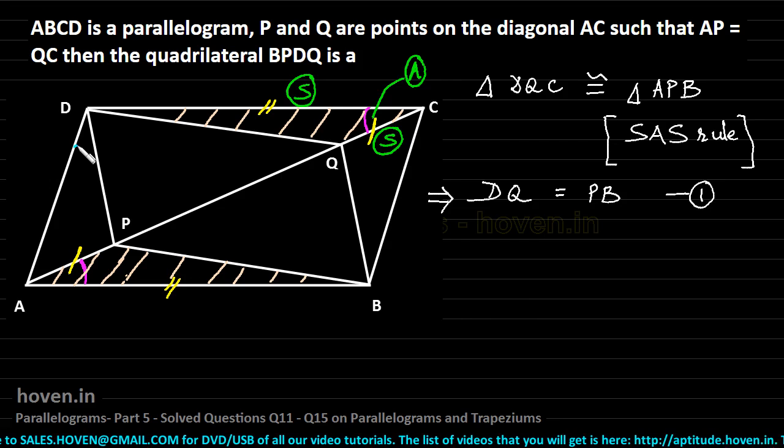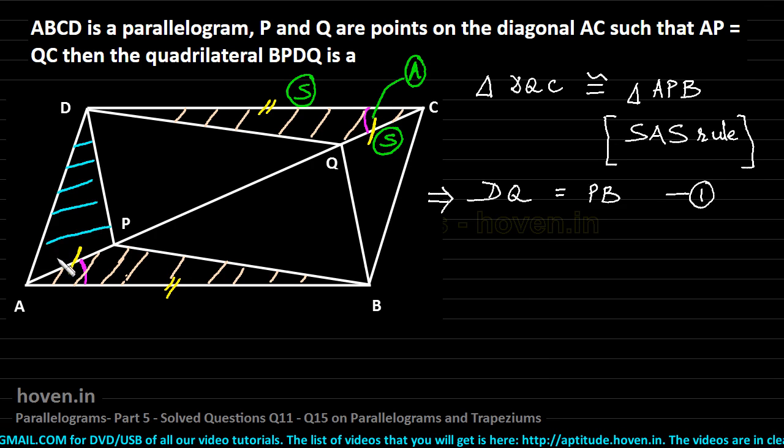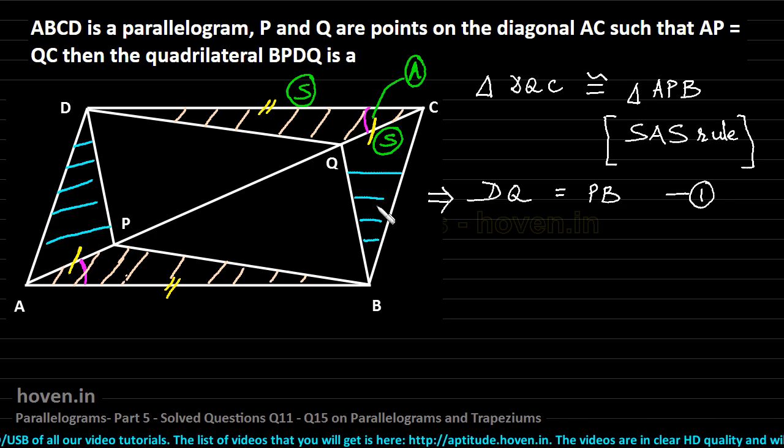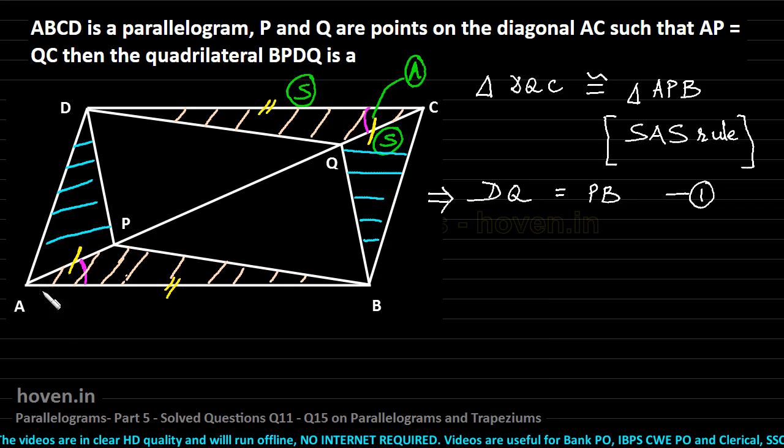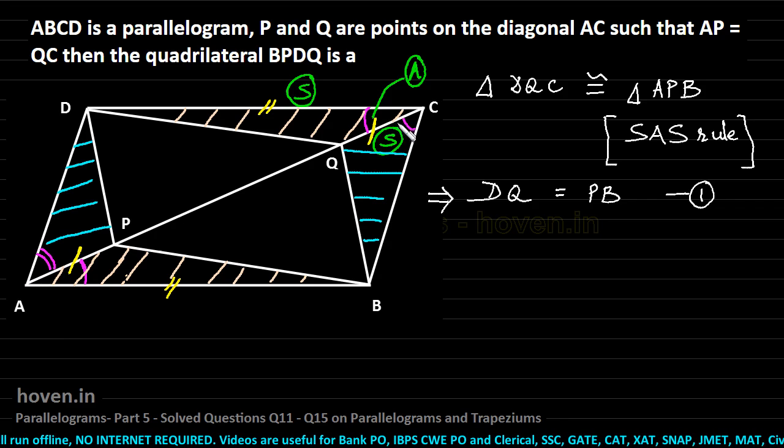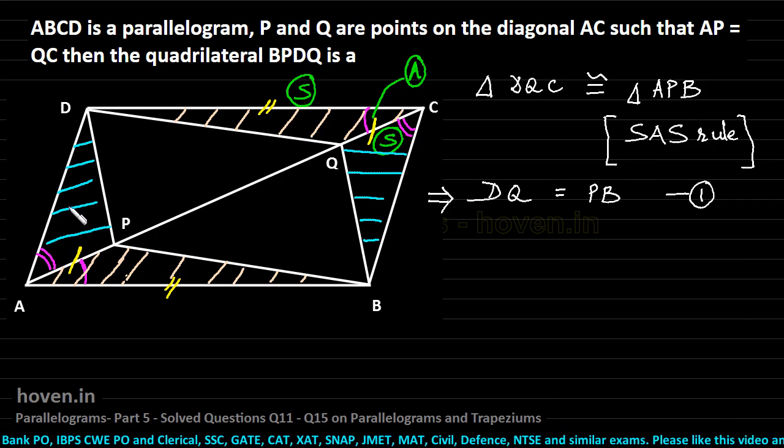We can similarly have a look at this triangle and this triangle. These two triangles are also congruent because AD is equal to BC and this part is equal to this part, and this angle equal to this angle. This is again the transversal for BC and AD.